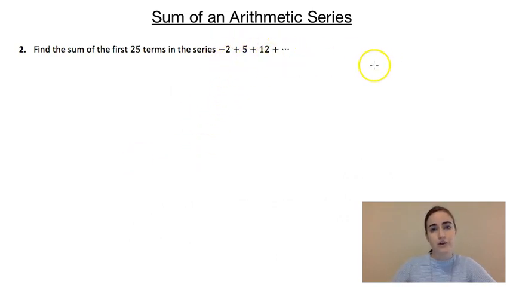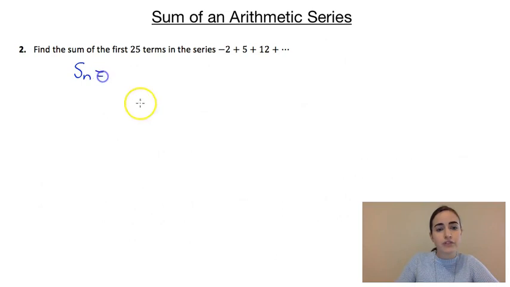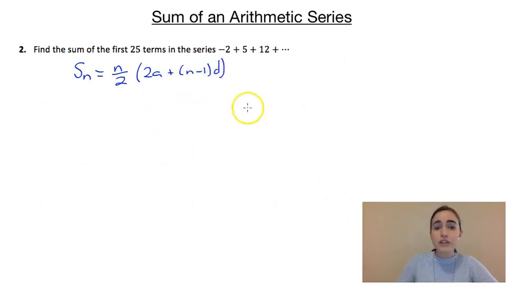Our second example asks us to find the sum of the first 25 terms in the series minus 2, 5, 12, and so on. In this one, we don't know what the 25th term is going to be. So we're going to use the form of our equation that says Sn equals n over 2 outside of 2a plus n minus 1 d. We do need to figure out a few things.